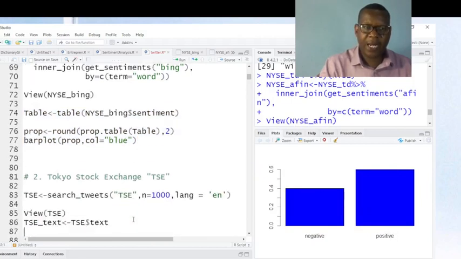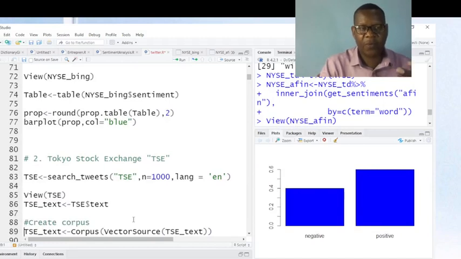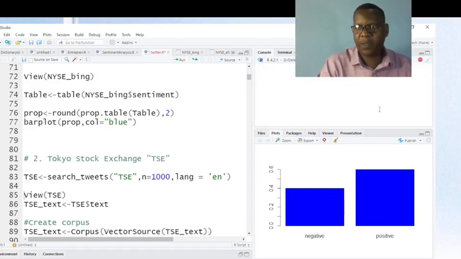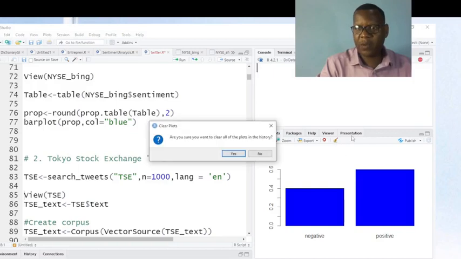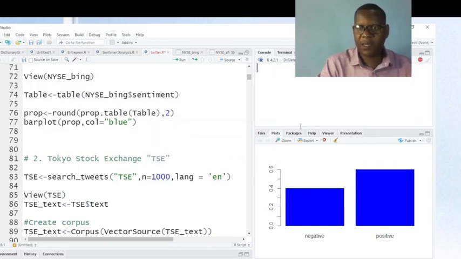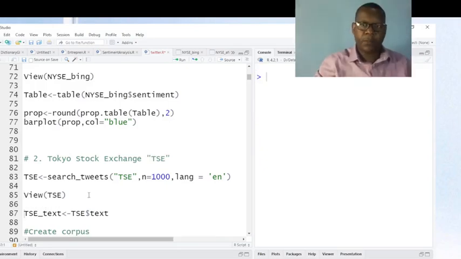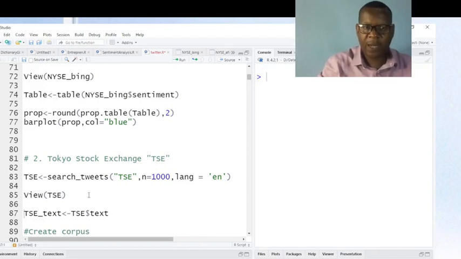Let's make another analysis. As we found here in the New York Stock Exchange, the mean sentiment is negative. And let's see the Tokyo Stock Exchange to make a comparison, to see what sentiment is expressed in the tweets on the Tokyo Stock Exchange. Now, as you see, friends, tweets are being downloaded on the Tokyo Stock Exchange. Now, as you can see here, friends, I finished downloading the Tokyo Stock Exchange tweets.